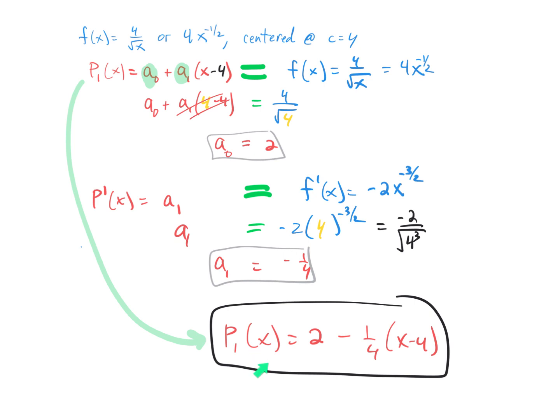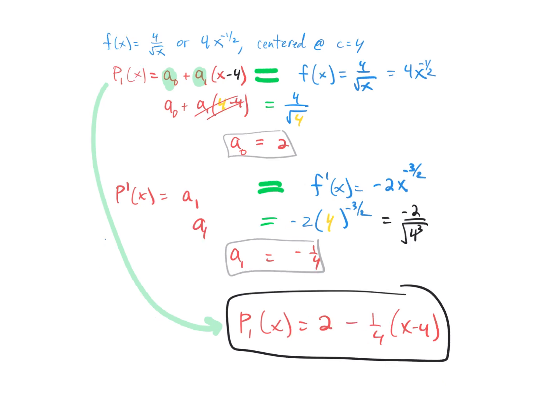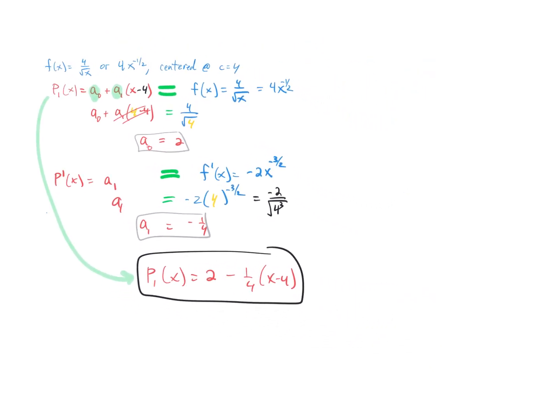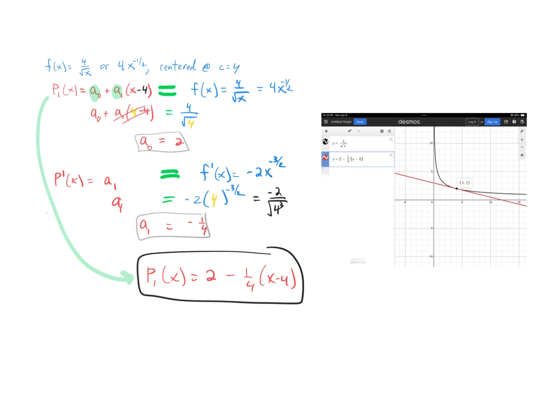So our first degree polynomial is 2 minus a quarter of (x minus 4). And the graph they asked for is right there.